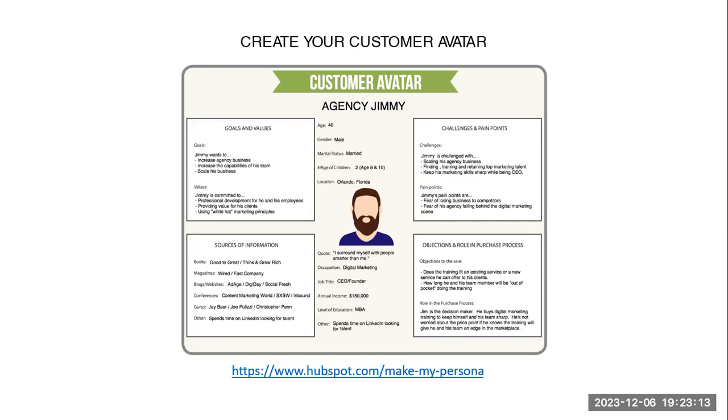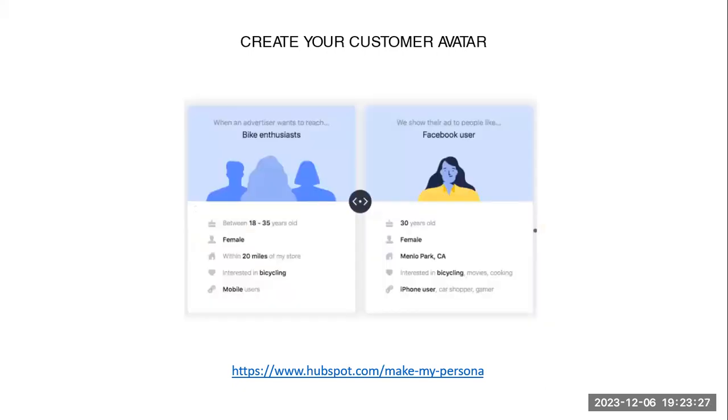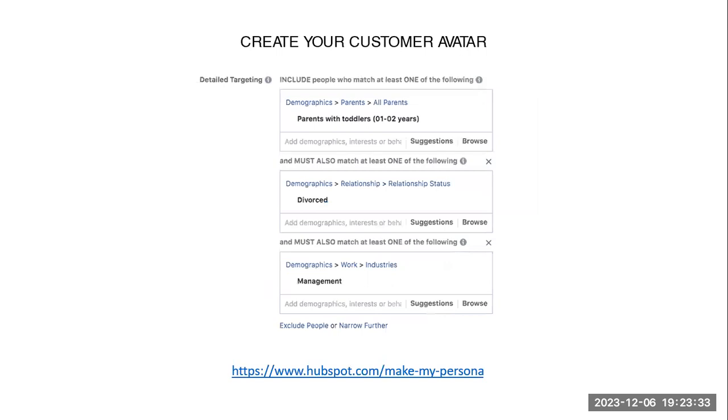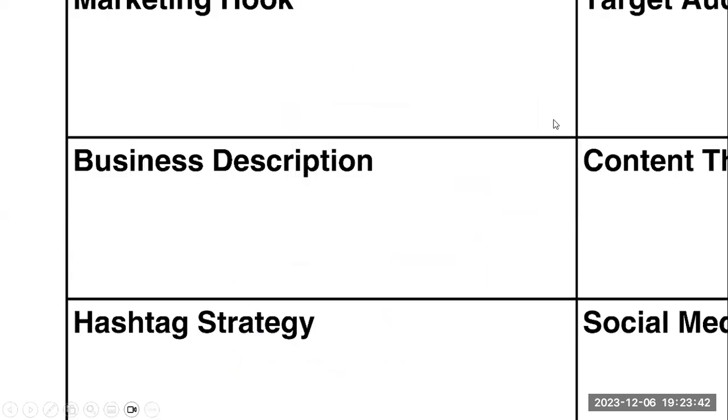The average business will have about 3 or 4 buyer personas. You might have a buyer or a seller. You might have somebody who's renting. It depends on what you're selling. Once we create the customer avatar, we'll be able to target them and market to them. These are examples of how we can find our audience on the social networks, especially Facebook ads.